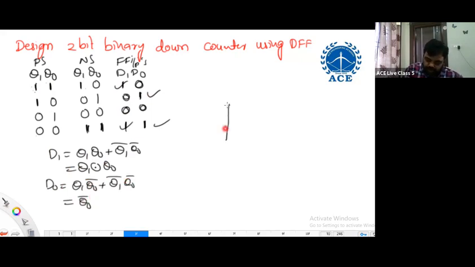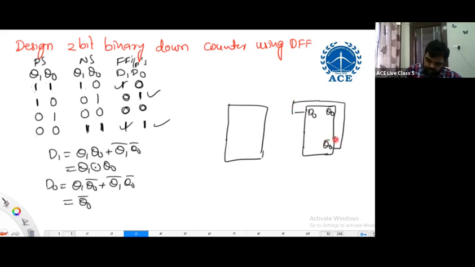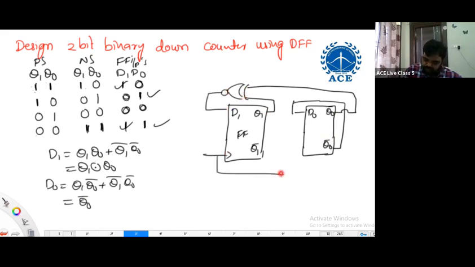Then what can we do here? Again, drawing the counter circuit. This is a counter circuit using delay flip-flops, which is counting down. I hope everything is clear till now.